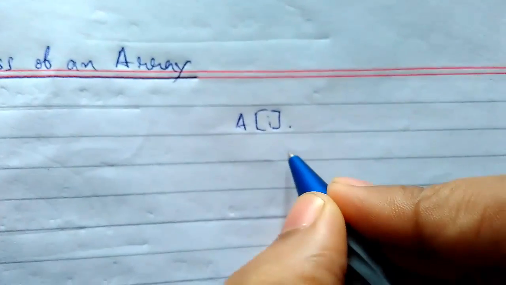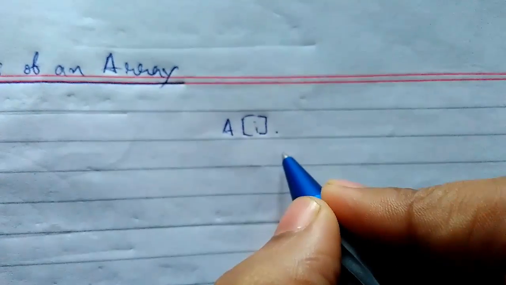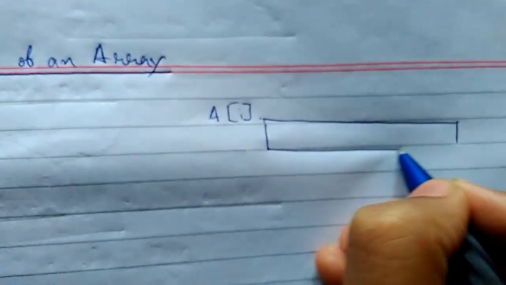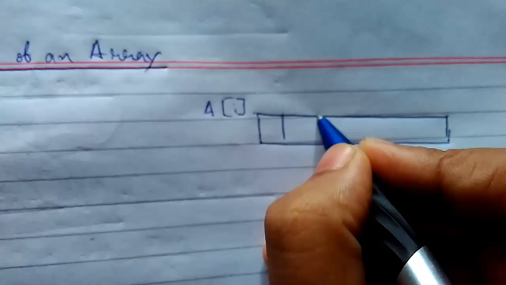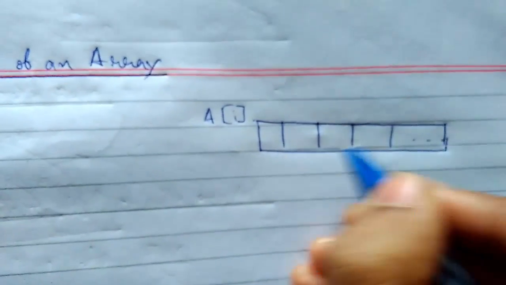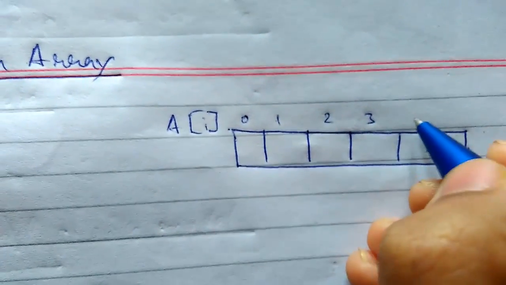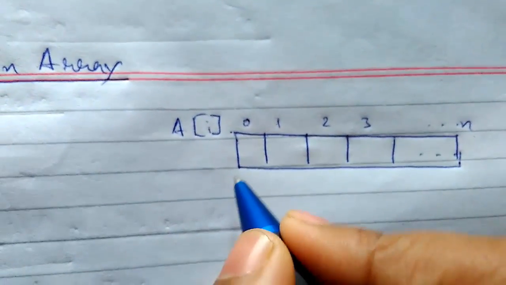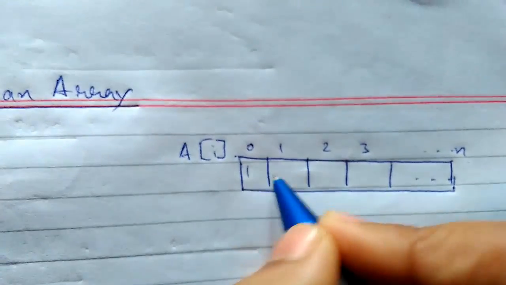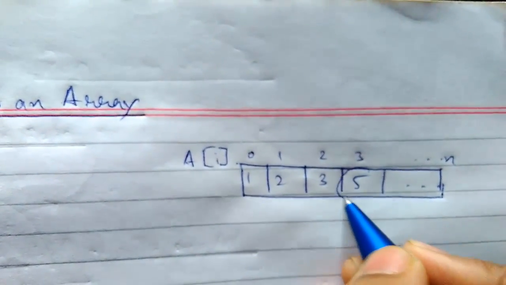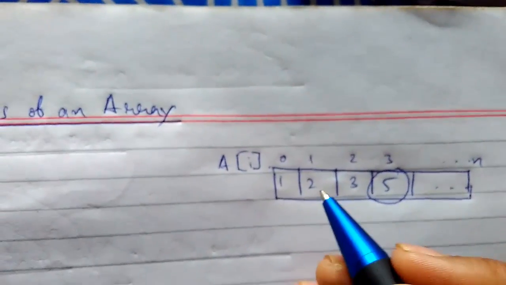So suppose this is an array A[I], it will look something like this. A contiguous block of memory is allocated for some size of array. This is the size. Suppose the data are arranged something like this, we need to find the position or address of an element of the array in the memory location.